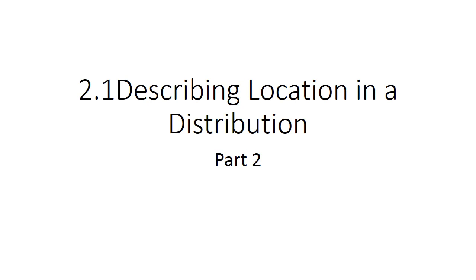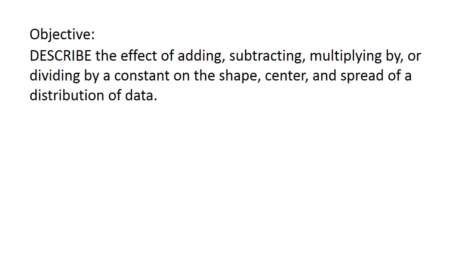Today's lesson is on describing location and distribution, part 2. Our objective for today is to describe the effect of adding, subtracting, multiplying by, or dividing by a constant on the shape, center, and spread of a distribution of data.